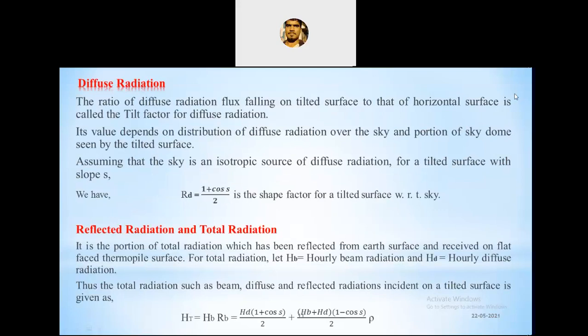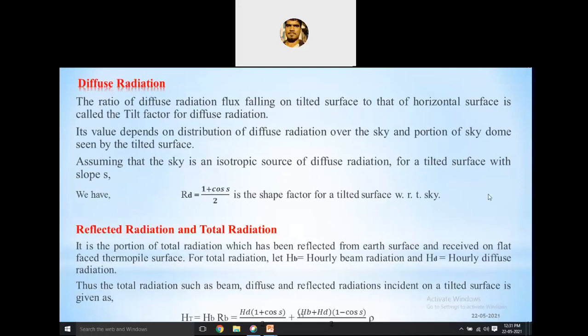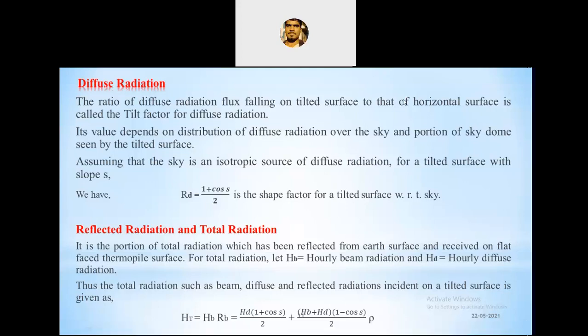It is given by the ratio of diffuse radiation falling on the tilted surface to that on the horizontal surface. It is called the tilted factor for diffuse radiation. On the horizontal surface, whatever scattered radiation is received is called diffuse radiation.